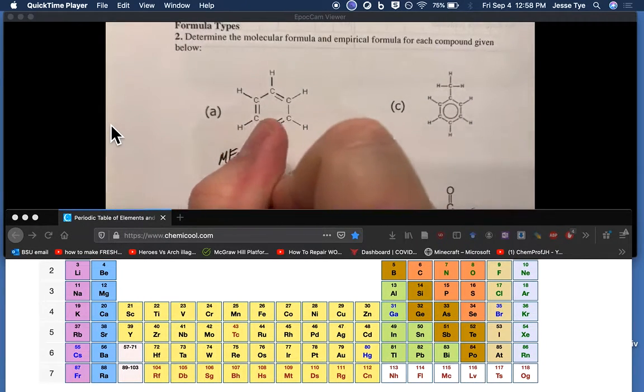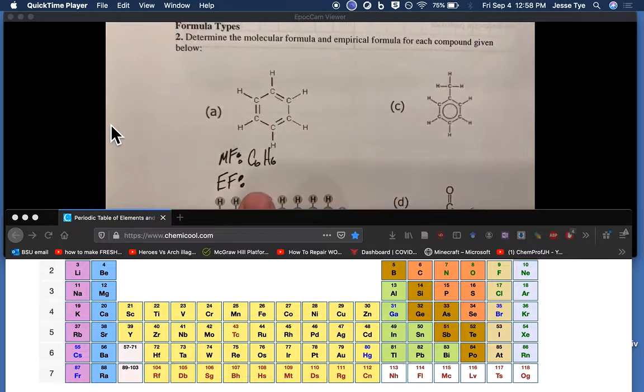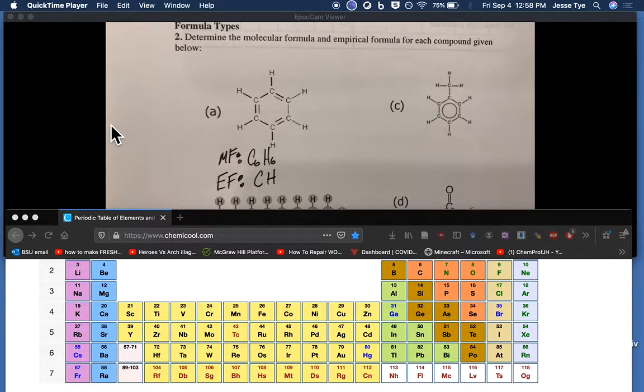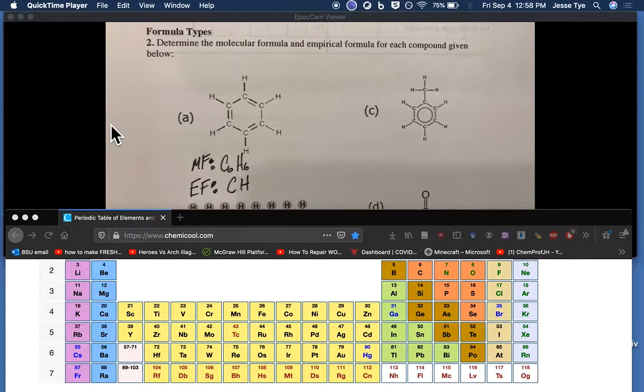And then to get from a molecular formula to see if it's possible for there to be a simpler empirical formula, that's just the ratio of elements. And I see that if I divide both of these elements by 6, I get a simpler formula for my empirical formula. It's just CH for that molecule.